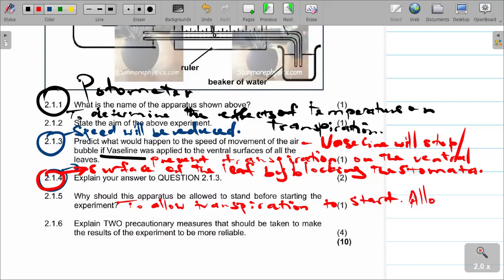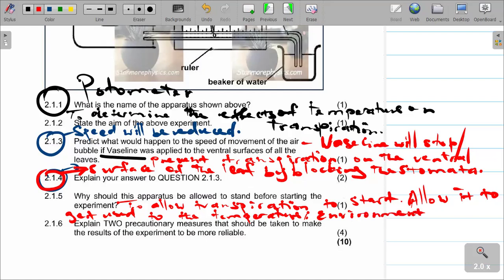So we must allow it to get used to the temperature, which we can say is the environment as well. To allow it to be used to the temperature and the environment.